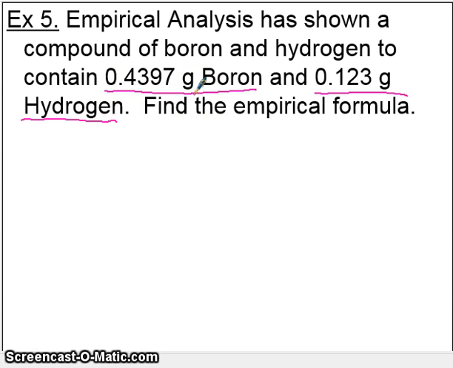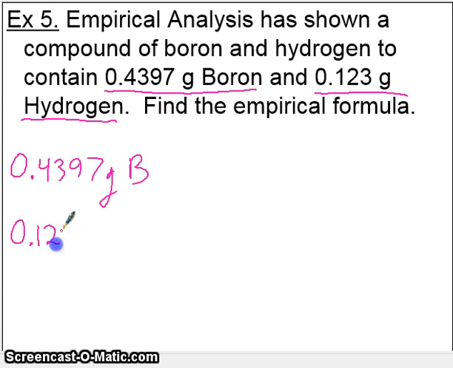So we can actually write out, and it's a good idea to write these out top to bottom. So we got 0.4397 grams of boron, and then we have 0.123 grams of hydrogen. So we're beginning at step 2, and recall that step 2 is mass to mole. So let's go ahead and convert both of these from mass to mole.